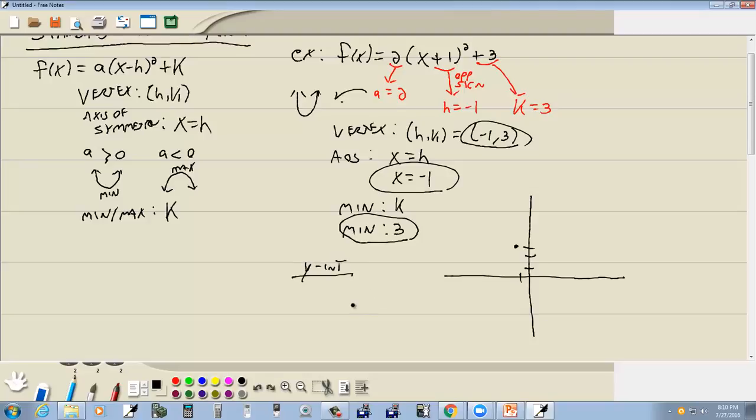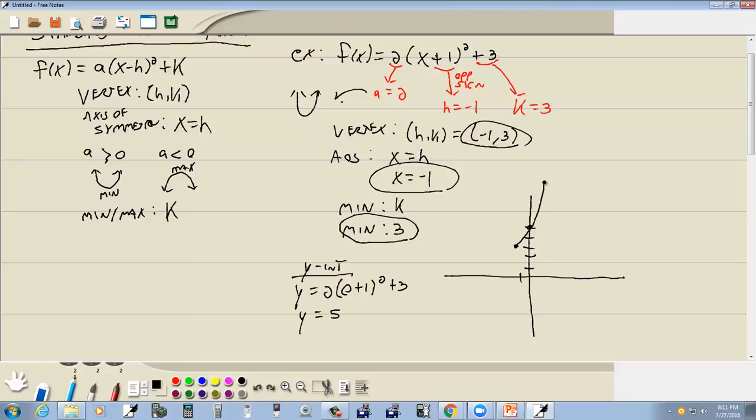Now to find our y-intercept, you always plug 0 in for the other variable. Remember, f of x is the same as y. So we got y is equal to 2 times (0 plus 1) squared plus 3. 0 plus 1 is 1, 1 squared is 1, times 2 is 2, plus 3 is 5. So our y-intercept occurs at 5.